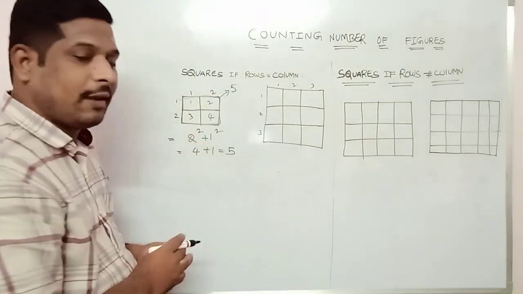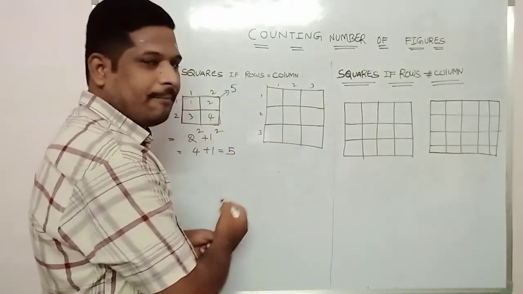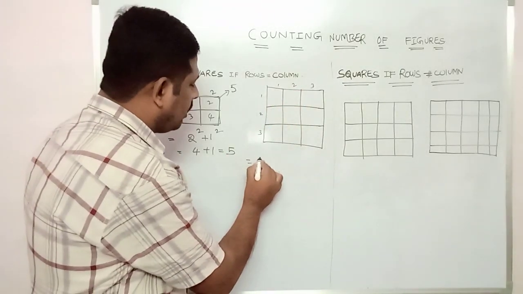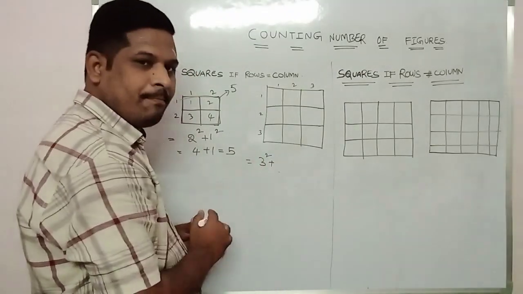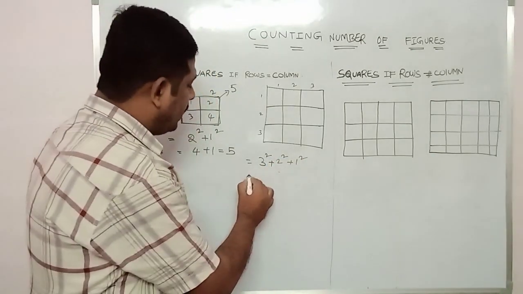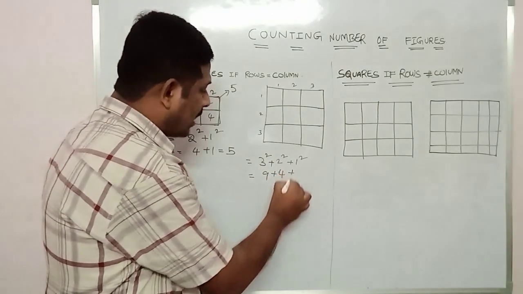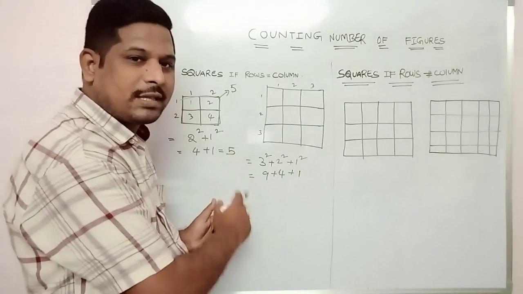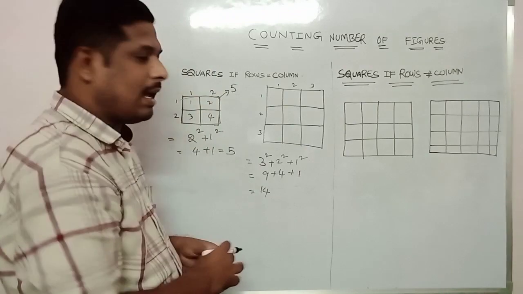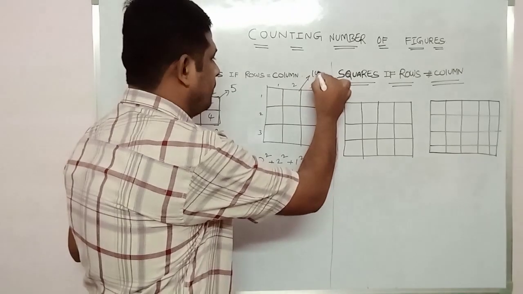See here some other example if rows and columns are equal. See here 1, 2, 3, 1, 2, 3. What is the maximum number here? 3. Consider 3 square plus next maximum 2 square plus 1 square. We know 3 square value is 9, 2 square value is 4, 1 square value is 1. 9 plus 4 plus 1 is equivalent to 14. It means in this diagram we have a total of 14 squares.